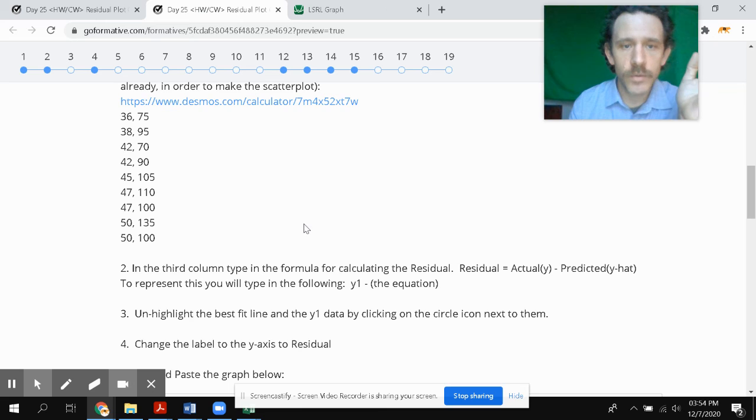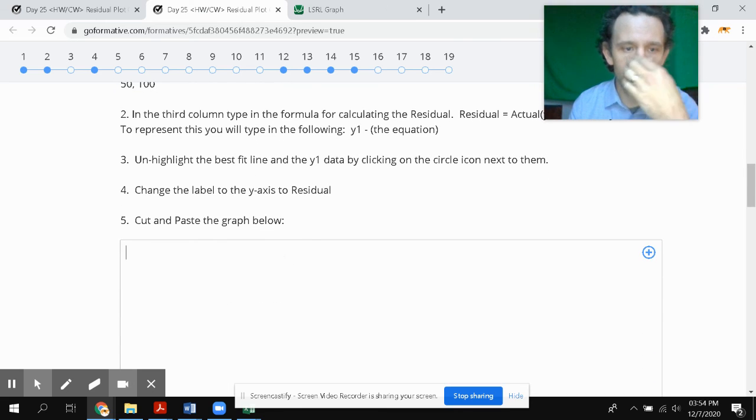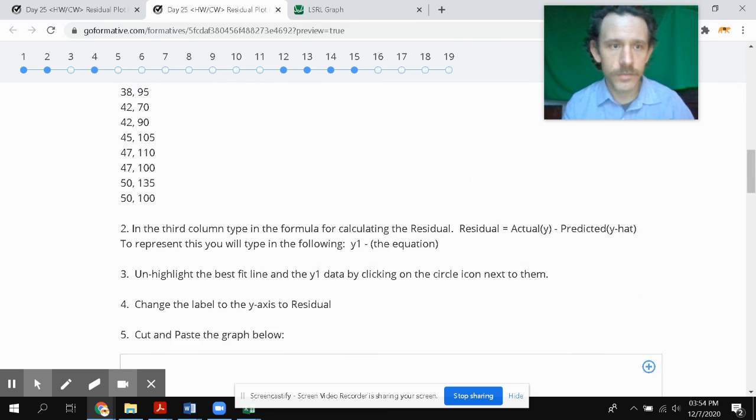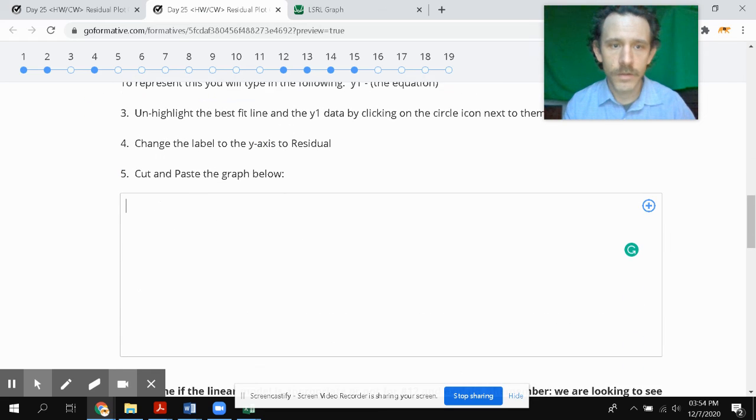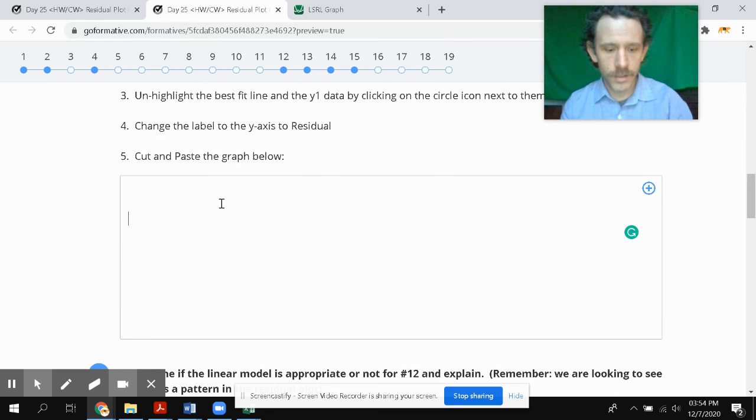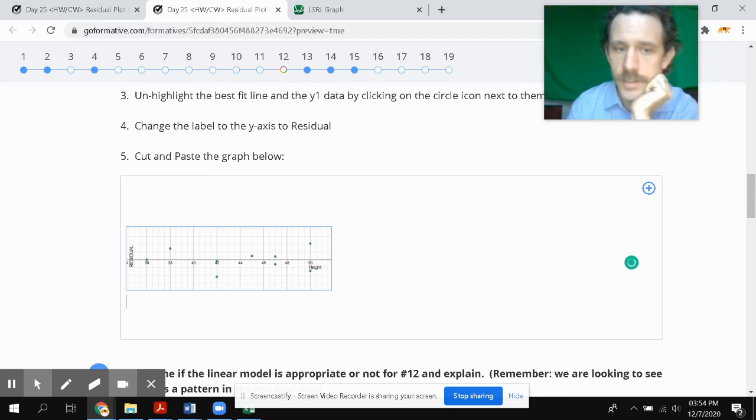And so the next thing I want to do is go to the actual box where I put the answer, which is this. We're on number 12. And I hit Control V to paste. And that's the graph.